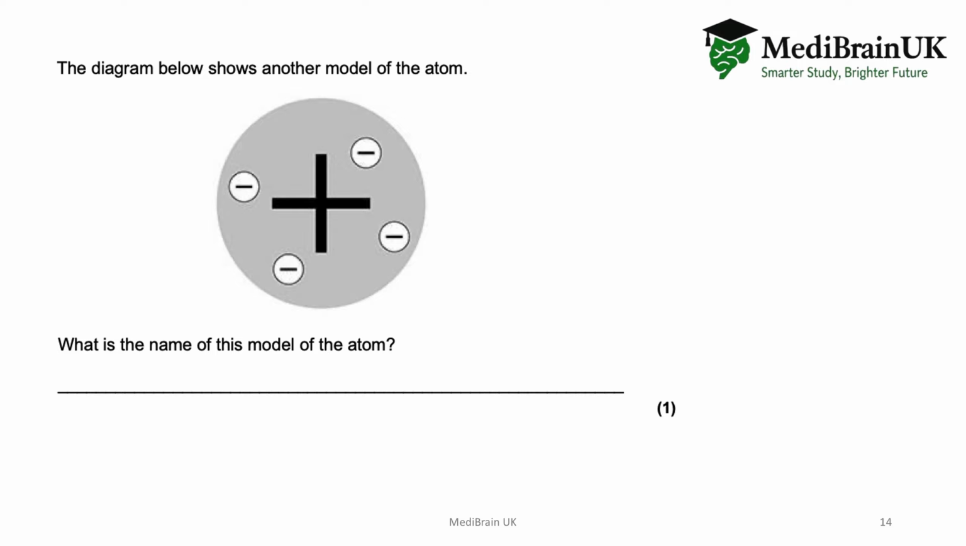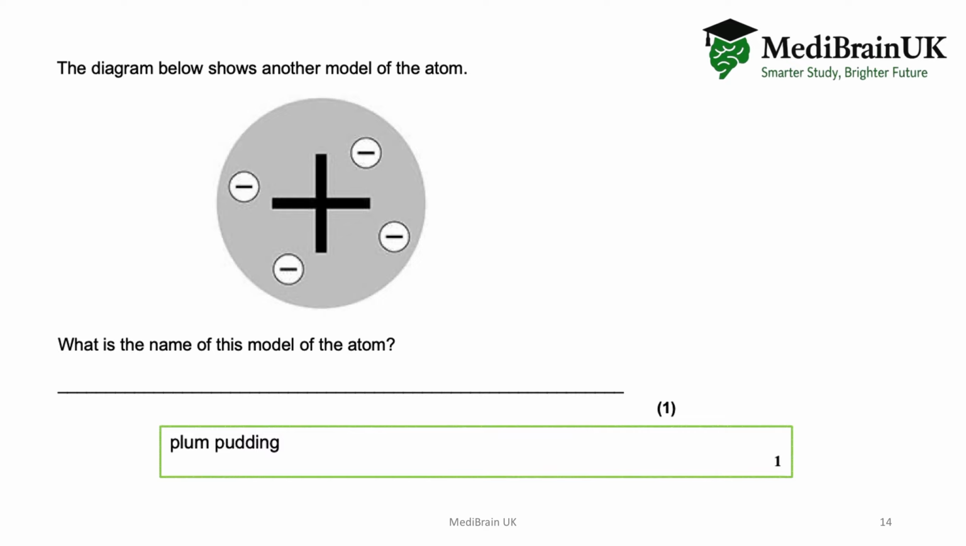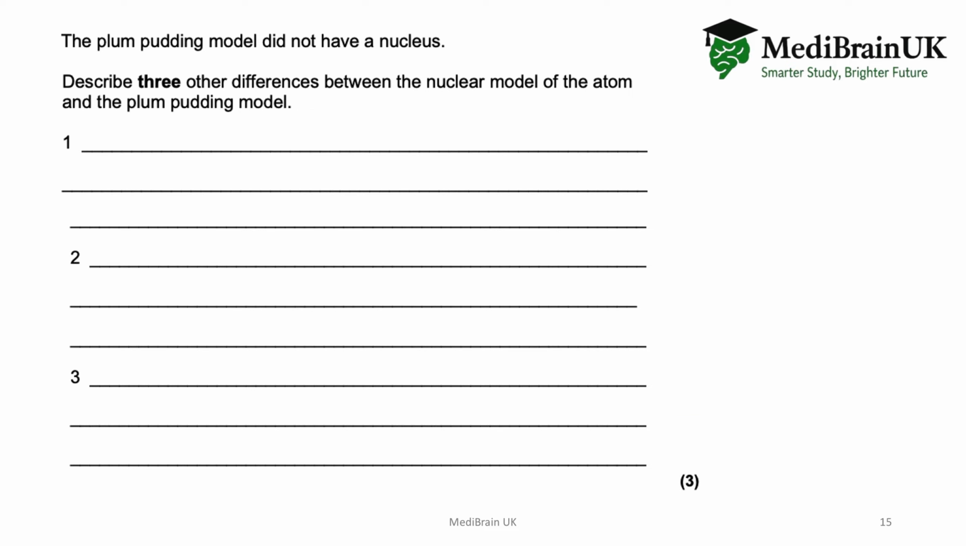So as you can see, we have a ball of positive charge and we have negative electrons that are embedded within this positively charged ball. So the name of this model is simply the plum pudding model. And that's all you have to say for 1 mark. Okay, moving on to the next question.